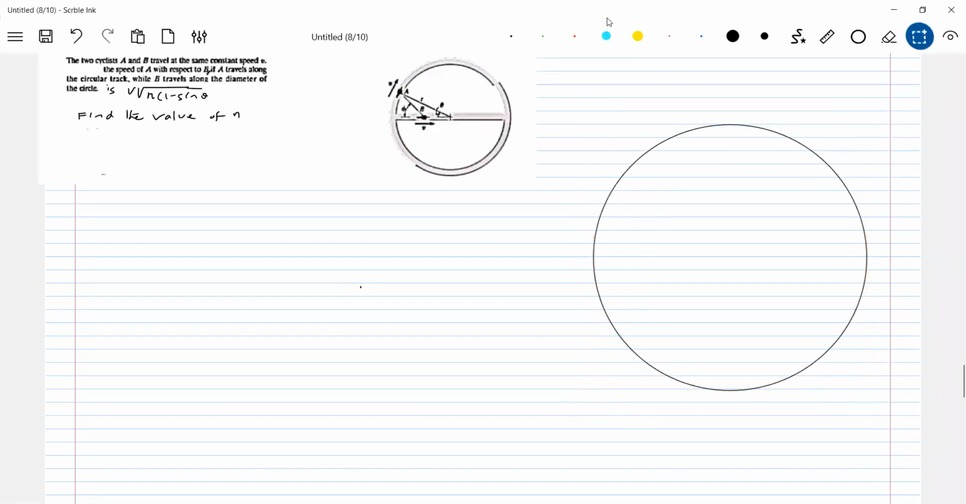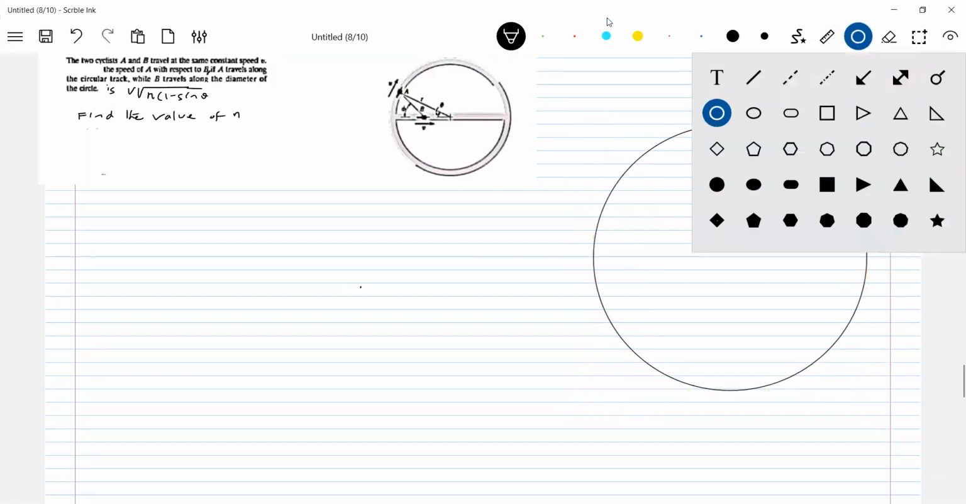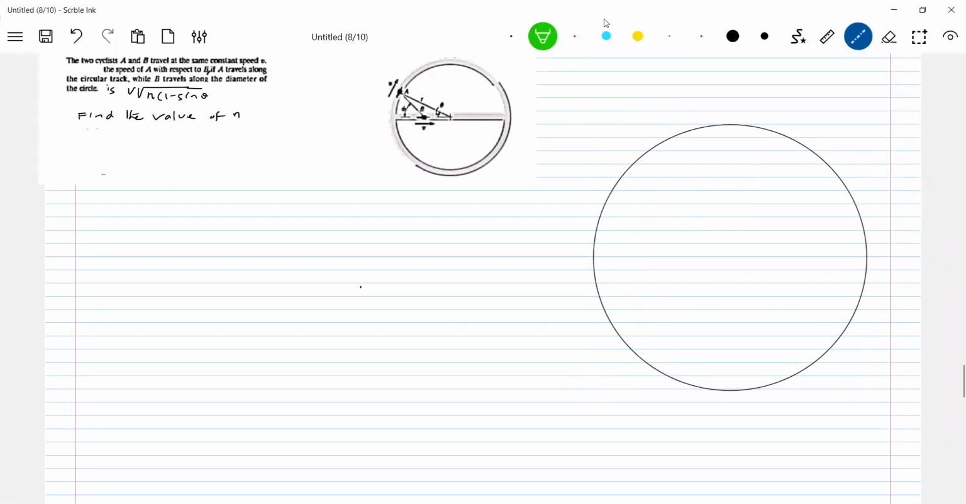Try to see this. I'll put the diagram in proper order. The same concept, the previous problem, what we learned, we will extend that here.